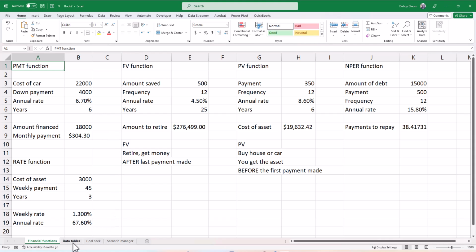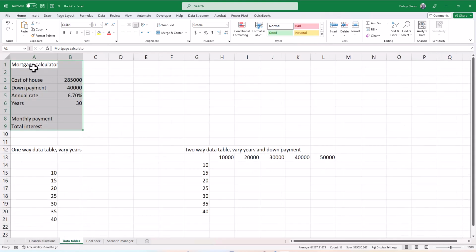Now let's move over to data tables. What data tables allow us to do is to vary either 1 or 2 inputs into a formula and show the results. If you wanted to create a table that would do this, it would involve lots of relative and absolute cell references, or cutting and pasting, or this way the data table just does it. So for extra practice, let's first calculate the monthly payment on the mortgage calculator. Then let's also calculate the total interest.